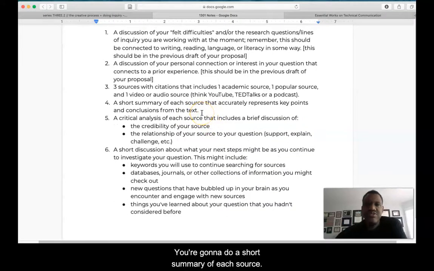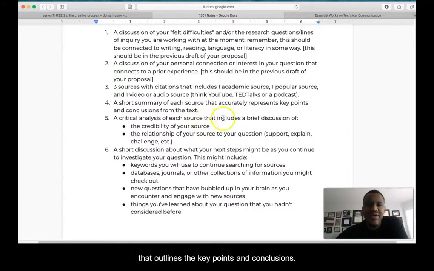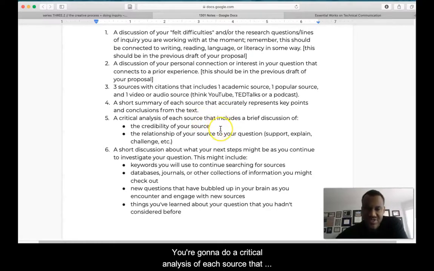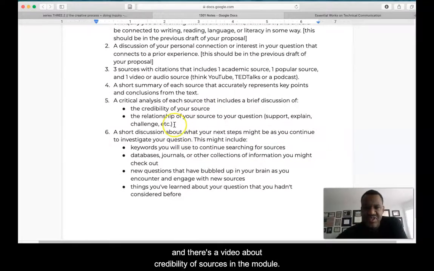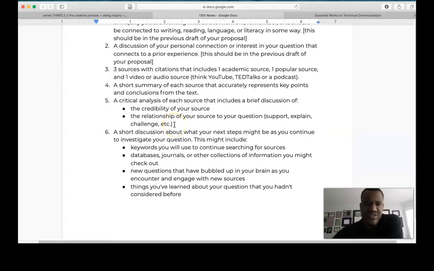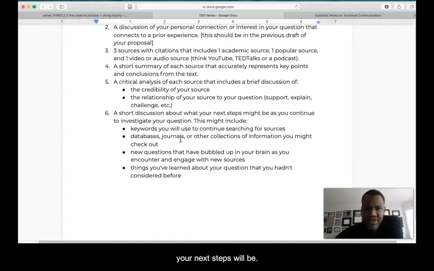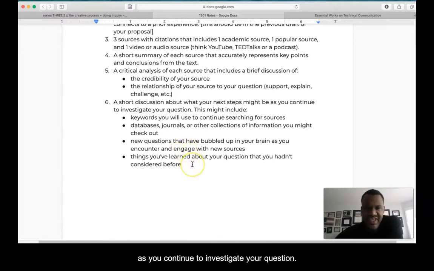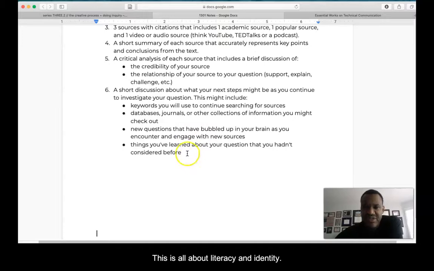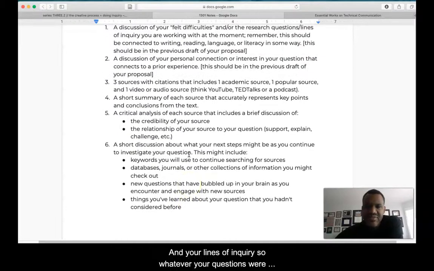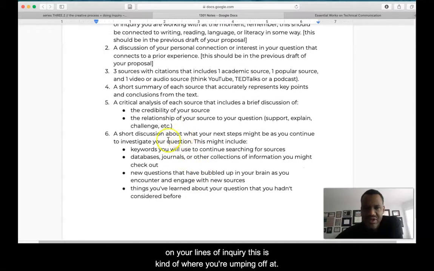You do a short summary of each source that outlines the key points, conclusions. You do a critical analysis of each source. That includes a brief discussion of the credibility of your source and the relationship of your source to your question. All right, and there's a video about credibility of sources in this week's module. And then you'll have a short discussion about what your next steps will be as you continue to investigate your question. All right, this is all about literacy and identity and your lines of inquiry. So whatever your questions were in your lines of inquiry, this is kind of where you're jumping off at.